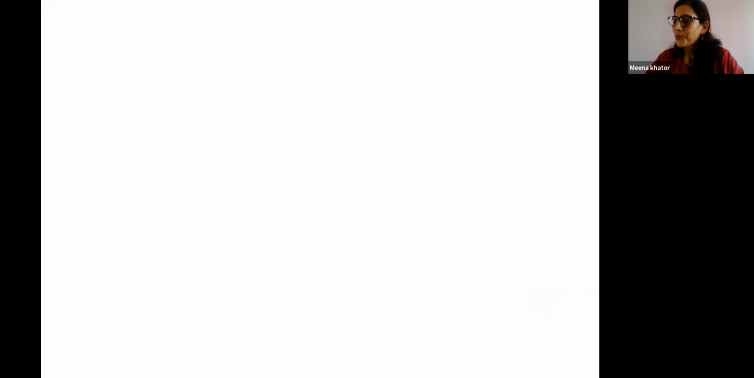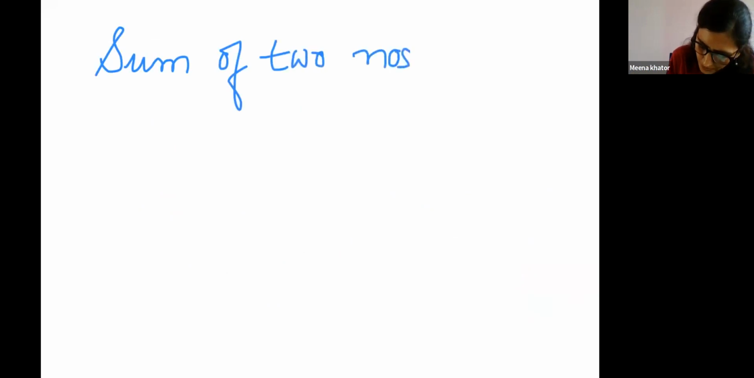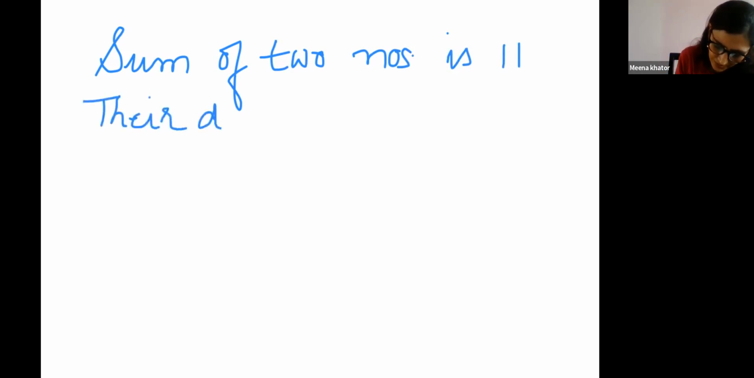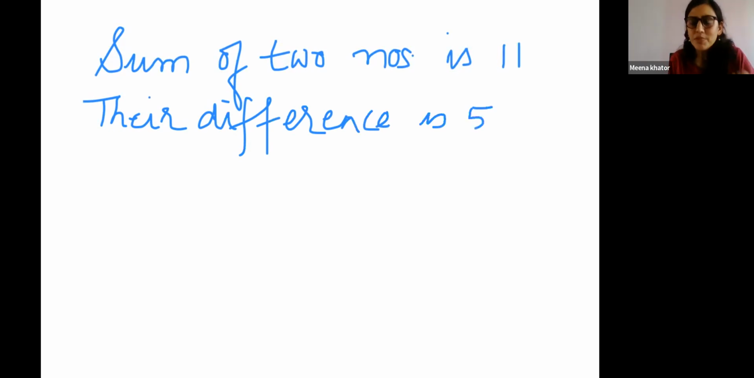Okay, right. So now we will also learn how to form the equations, simple ones to start with. I'm writing the question on the screen. Just pay attention and form your equation and then solve it. The sum of two numbers is 11 and their difference is 5. Find the numbers. So I've given you two facts here: the sum of two numbers is 11 and the difference is 5.